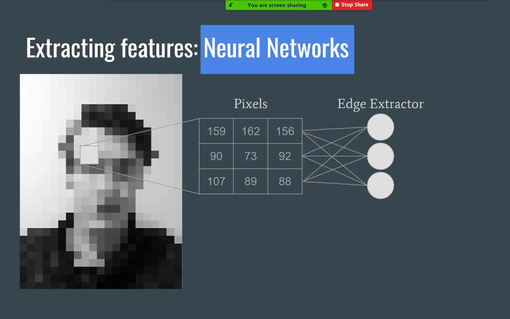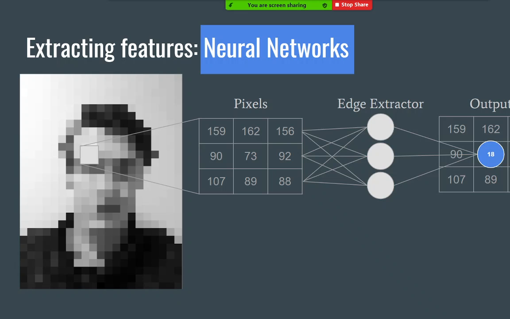Let's simply use the same pixels that we used in the convolutional operation to extract edges, and let's input them into a simple fully connected network that doesn't care. And then, well, hopefully we get some output. Hopefully we can find some edges.